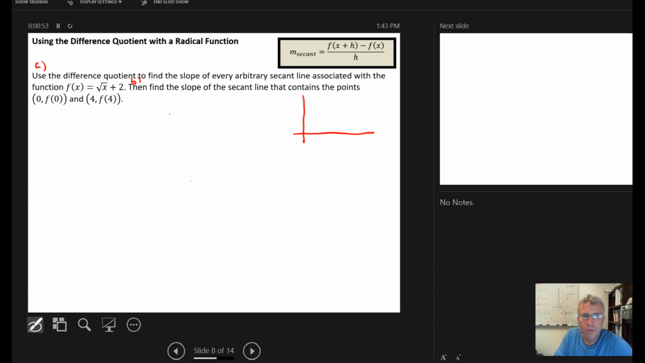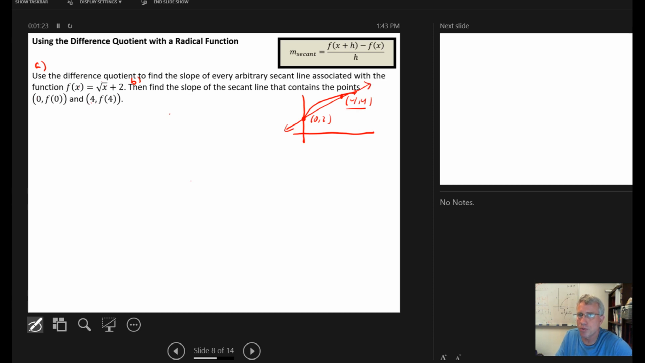If we graph the function f of x equals the square root of x plus 2, it's going to look something like this, roughly. And if you plug in 0, you get square root of 0 plus 2. You get the ordered pair here, 0, 2. And if we plug 4 in, we get the square root of 4 is 2, plus 2 is 4. So we input 4, and the output's going to be 4. So in part B, we're being asked to find the slope of the secant line that passes through those points.